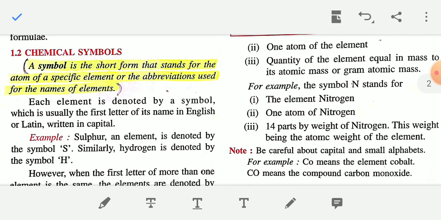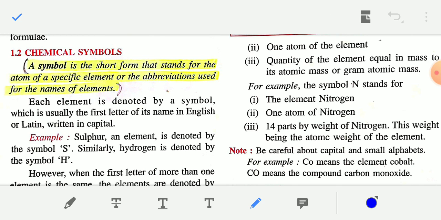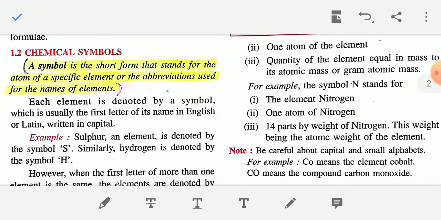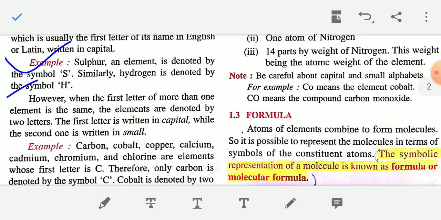Example, sulfur. Sulfur is an element and it is denoted by the symbol capital S. So the symbol of sulfur is capital S. The symbol of hydrogen is capital H according to its English name.